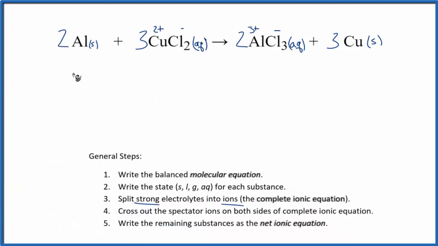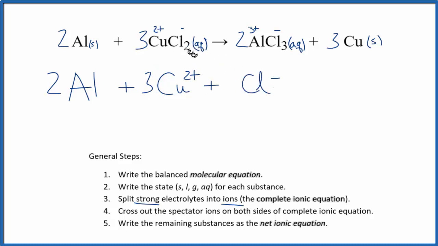We can't split the aluminum, that's just one thing, so we'll write Al. And I won't write the states until we're done. We have 2 of those. Plus, we have Cu2+. That's that copper(II) ion. We have 3 of those. And then for the chlorine, we have Cl minus. We have 2 times 3. So we have 6 of those.